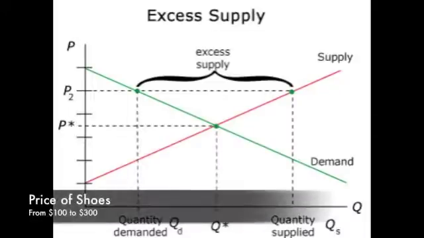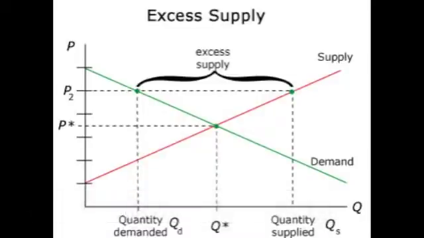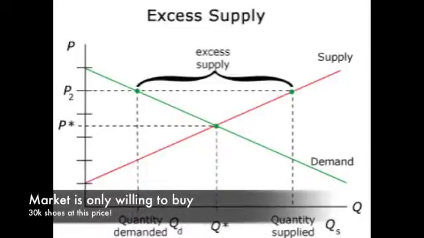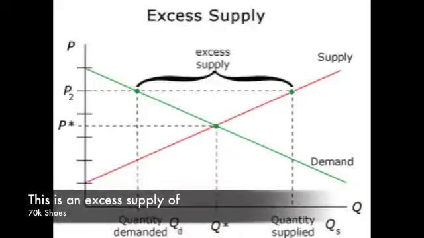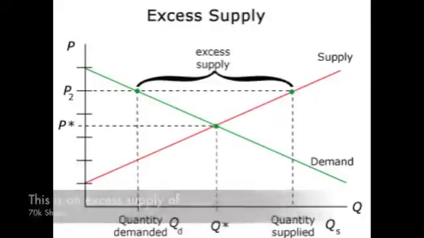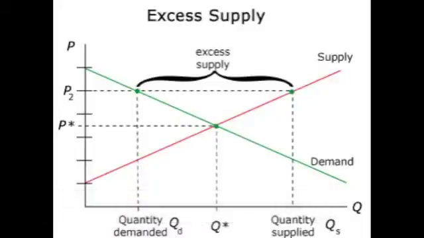So suppose the price of shoes goes up to $300. At a price of $300, sellers can provide 100,000 shoes, but buyers are only willing to buy 30,000 shoes at $300. This is a surplus of 70,000 shoes. Competitive market forces will push the price downward and the price will go back to its original $100, then the equilibrium will be restored.